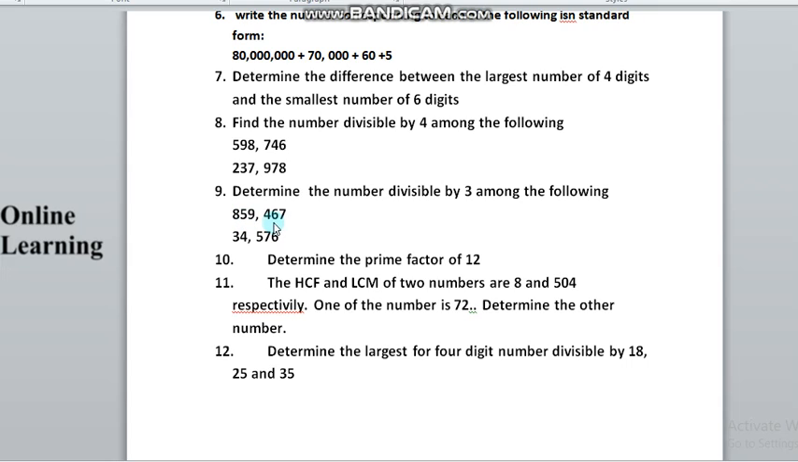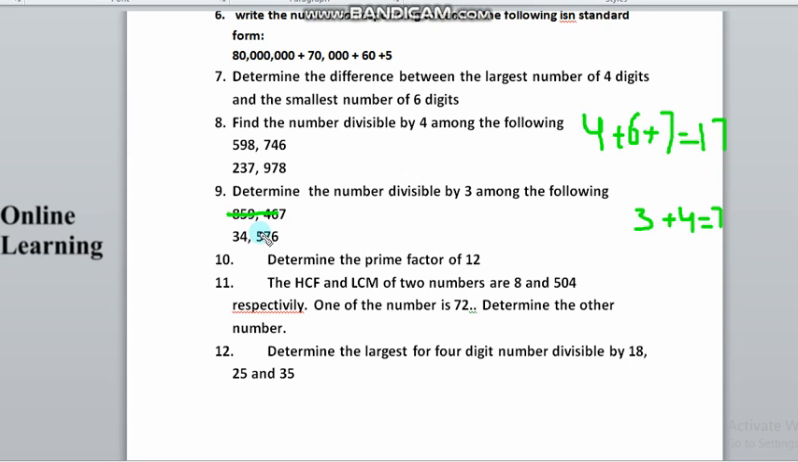Then we will check 4 6 7. If we add 4, 6, 7, it is equal to 17. 17 is not divisible by 3, that means this number is not divisible by 3. Then we will discuss 3 4. 3 plus 4 is equal to 7. That 7 is not divisible by 3, so the whole number is not divisible by 3.